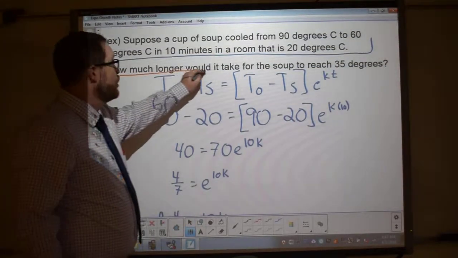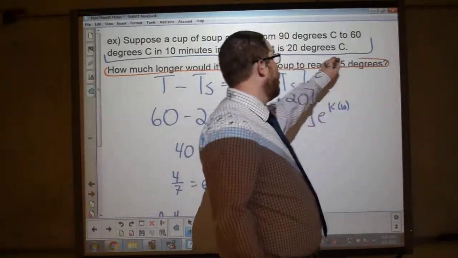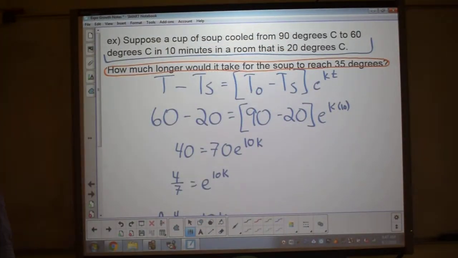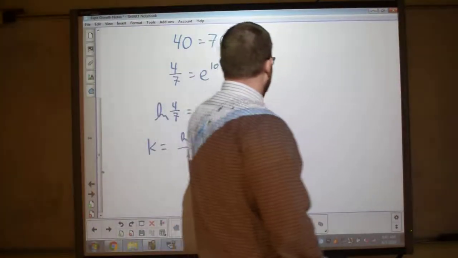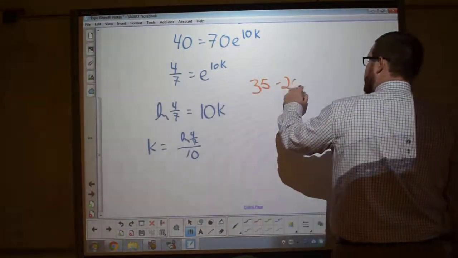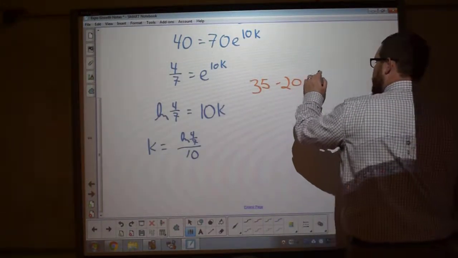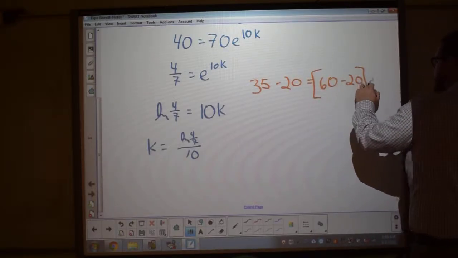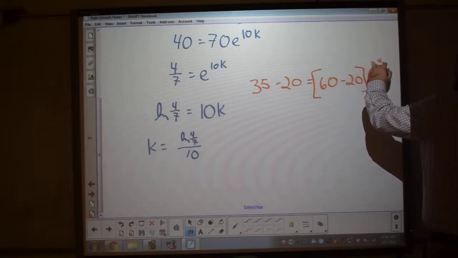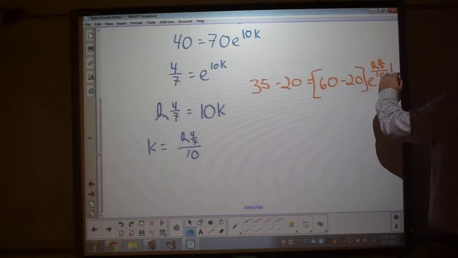So, how much longer, not how long, but how much longer will it take for the soup to reach 35? So what's happened? Is my starting temperature 90 or 60? Well, since I want to know how much longer it's going to take, my starting temperature is now 60. And my final temperature will be 35. So 35 minus 20, that's my final temperature minus my room temperature, and I'm now starting from the 60 degrees it's cooled to, e to the natural log of 4/7 over 10 t.